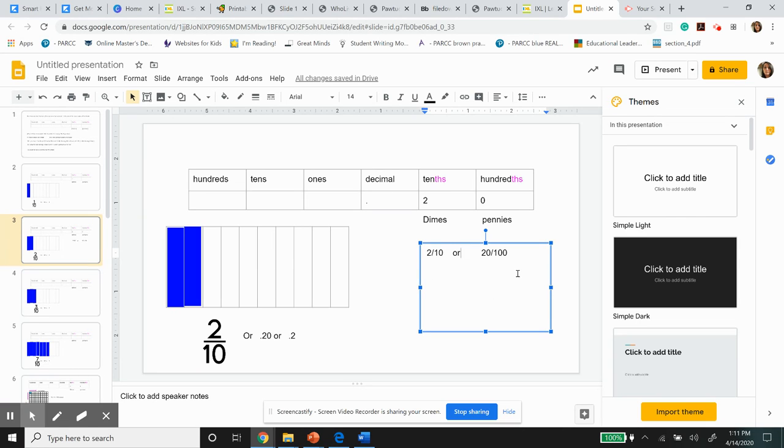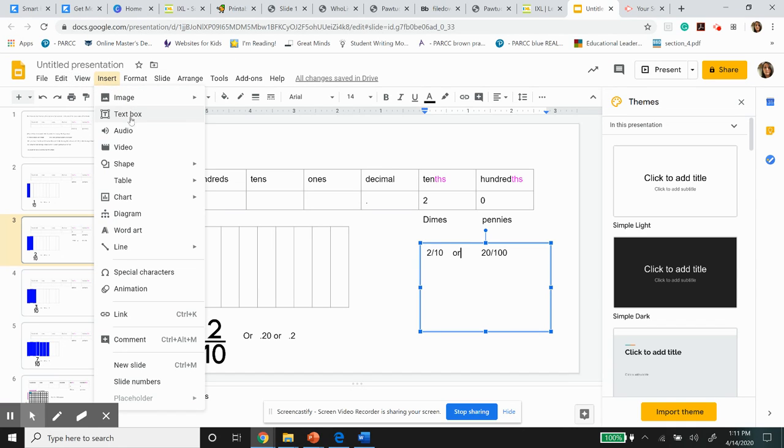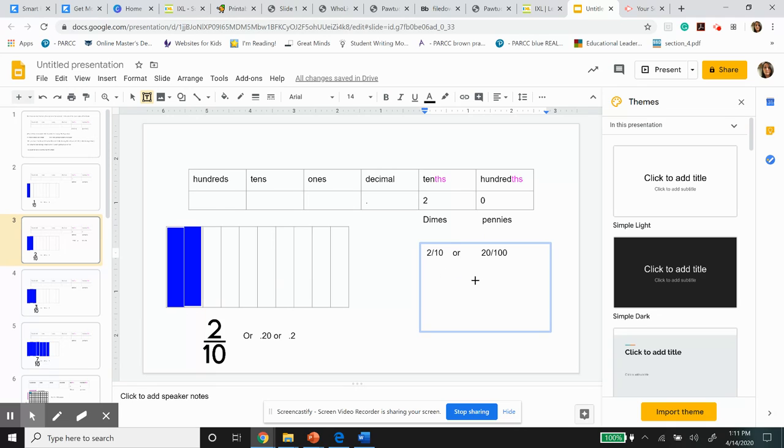So can this 10 become a 100? Yes, it can, right? Say if I said that we're going to multiply by 10, right? 10 times 10 is 100. And then we have to do whatever we do to the top, we have to do the bottom. So 2 times 10 is 20. So these are equal, right? We could say it either way. We could say 2/10 or 20 hundredths.